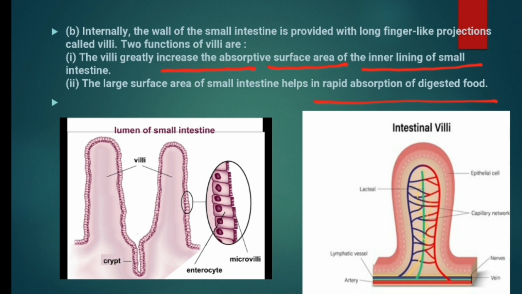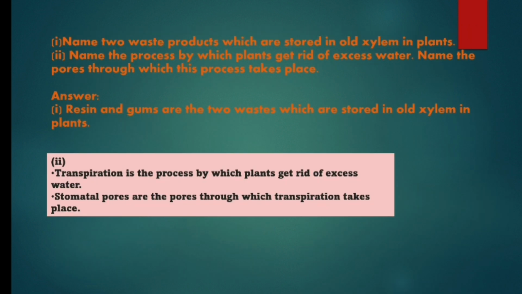So you can see the structure of villi here. Okay, so I've given the structure of villi, and you can see that it is provided with a number of capillaries so that it increases the surface area for absorption of food.